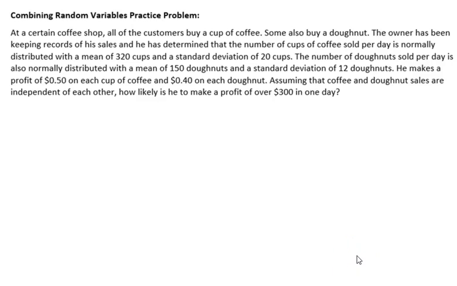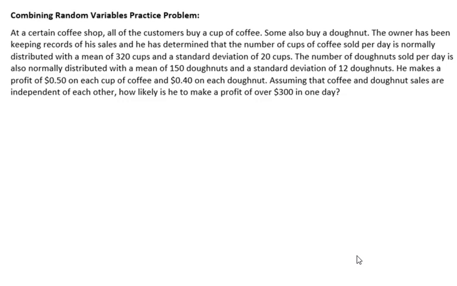Now let's put all this stuff we've learned about random variables together into one problem, the coffee and donuts problem. At a certain coffee shop, all the customers buy a cup of coffee. Some also buy a donut. The owner's been keeping record of his sales and has determined that the number of cups of coffee sold per day is normally distributed with a mean of 320 cups and a standard deviation of 20 cups.